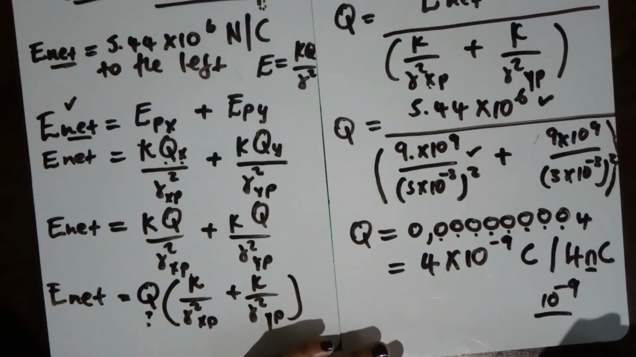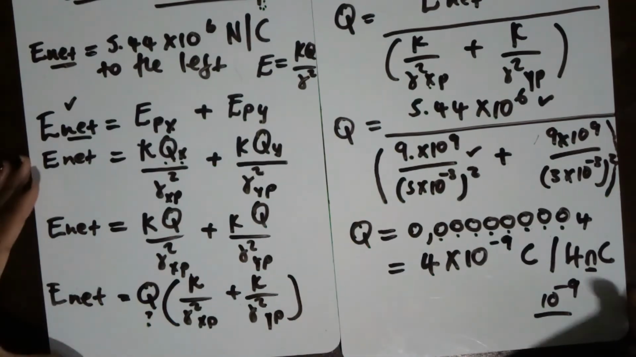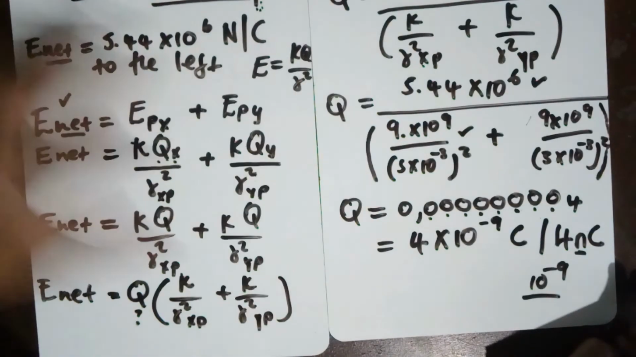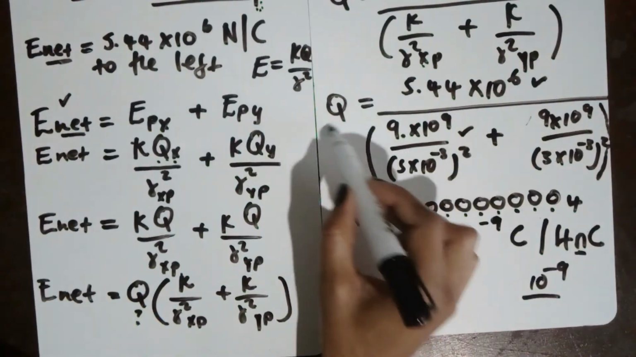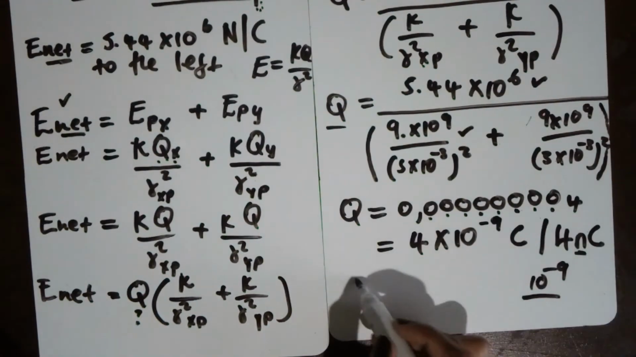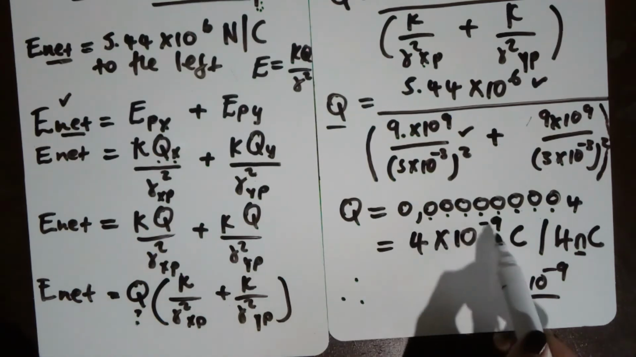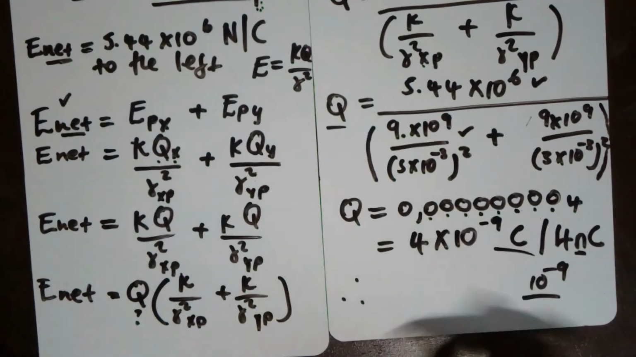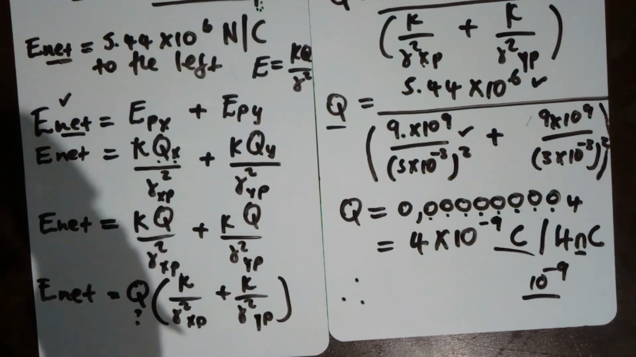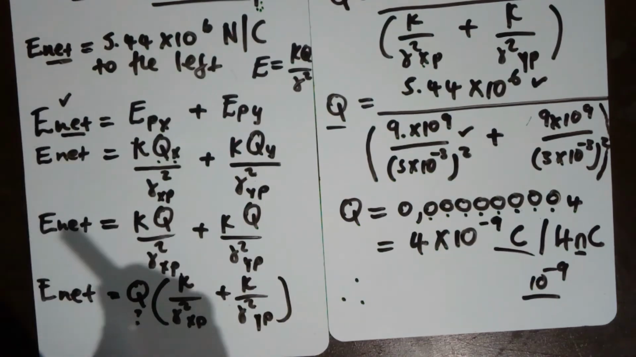Cool. So the last question, hopefully everything was clear in terms of how we actually determine the magnitude of our charge. So therefore the magnitude of our charge is 4 multiplied by 10 to the power of minus 9 coulombs, right? And then let us try to answer the last question quickly.